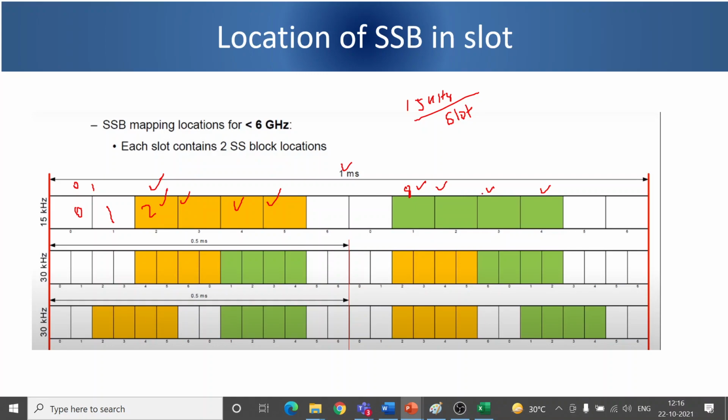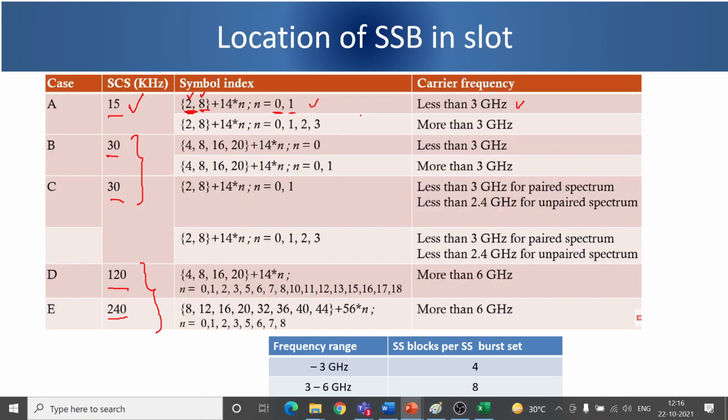So just see, how many total SS blocks will be there? Can somebody tell me here? Because you have 2 in slot 0, then in slot 1 you also have 2. So in total how many SS blocks for 15 kilohertz subcarrier spacing, frequency less than 3 gigahertz? Yeah, please go ahead. I think everyone is blank. If you are not able to understand, let me know, I'll explain it again.